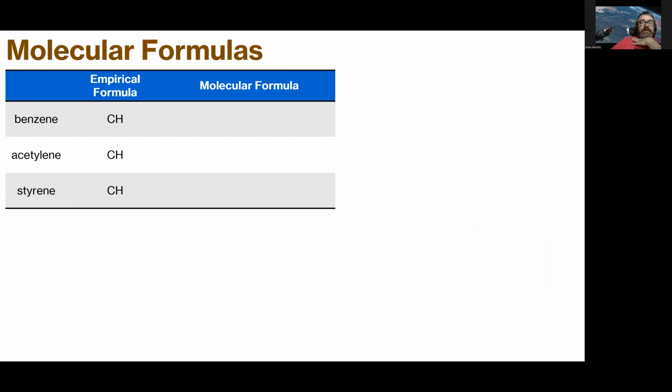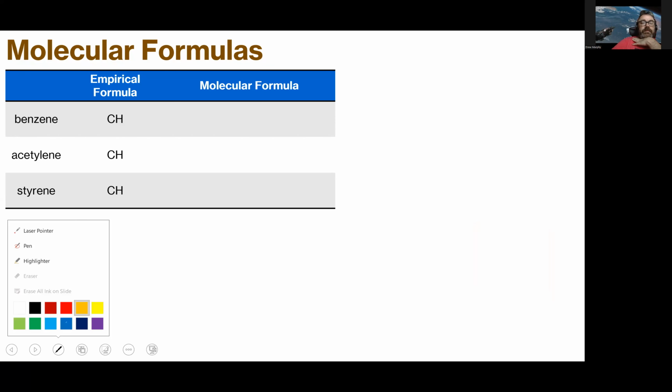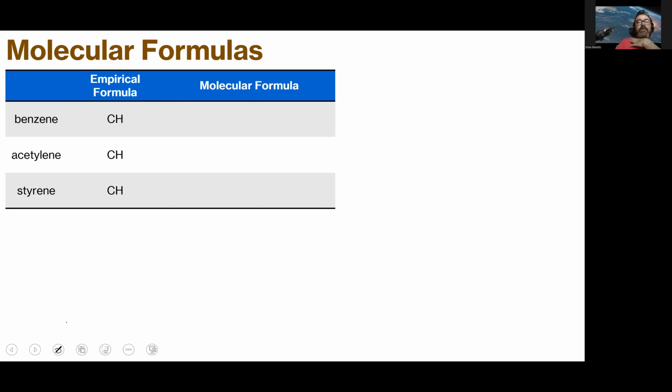Let's look at some examples. Empirical formula is the lowest whole number ratio. That makes sense. Benzene, acetylene, and styrene all have the same empirical formula, CH. Hopefully it makes sense that benzene, acetylene, and styrene are not exactly the same compound. If we look at their molecular formulas, benzene has a molecular formula of C6H6. Acetylene has a molecular formula of C2H2. And styrene has a molecular formula of C8H8.